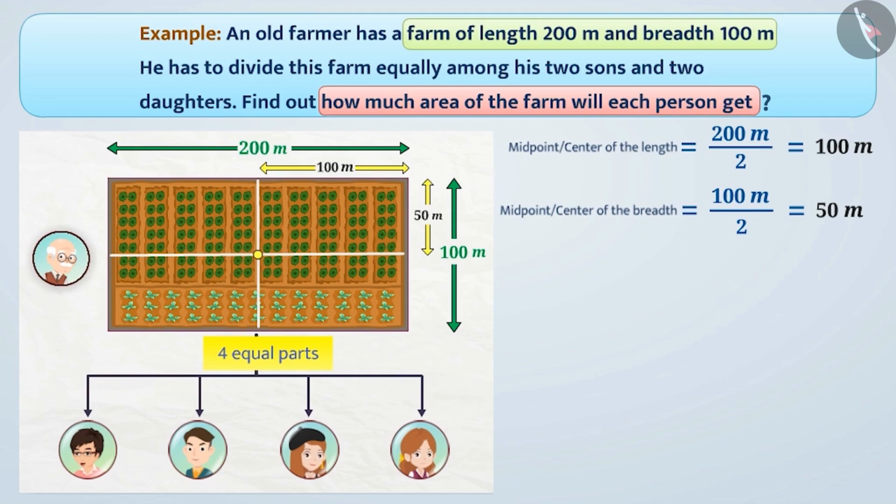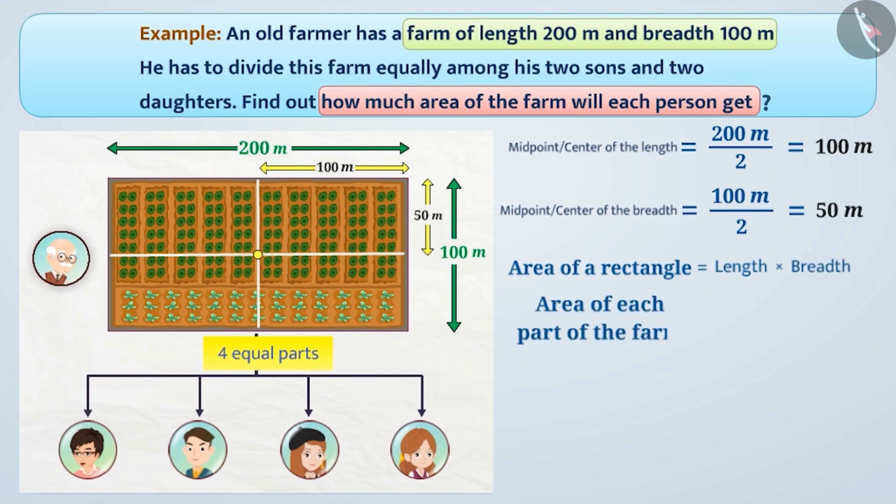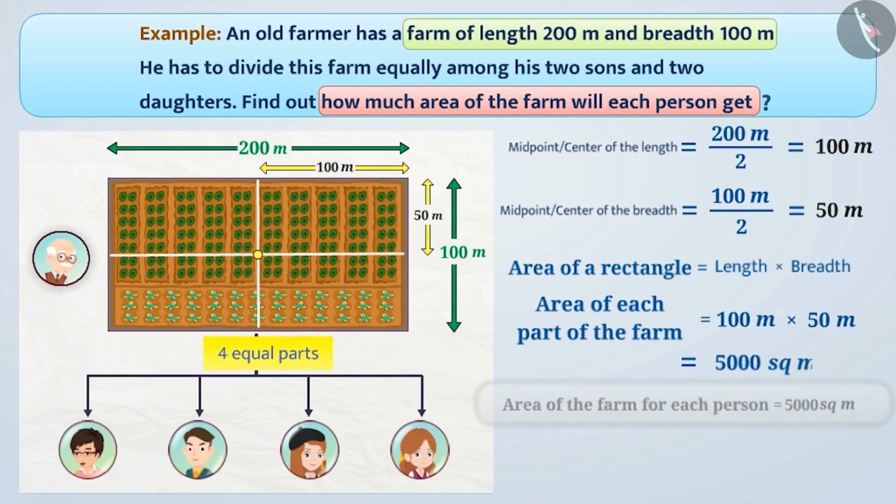We know that the area of a rectangle is equal to length into breadth. Hence, the area of each part of the farm will be 100 meter multiplied by 50 meter is equal to 5000 square meter. In this way, we have solved the given question. We can use another method to solve this question.